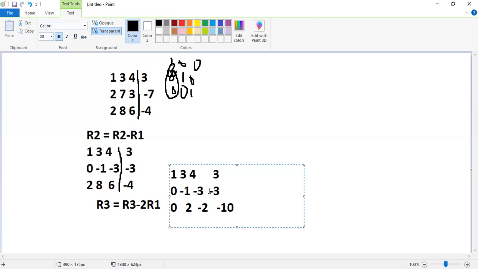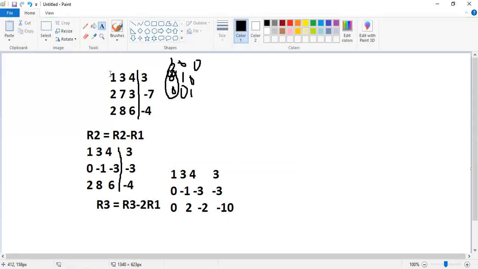So this is what we get for row 3. So now this is our new matrix. So now following this step, we've made our zeros, the zeros below this pivot, this one. So we are done with that.